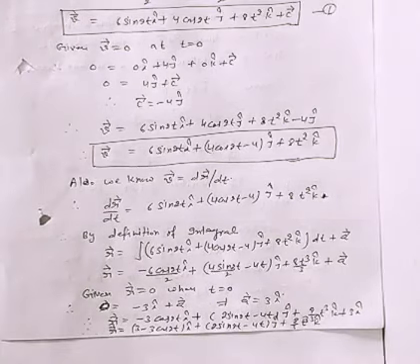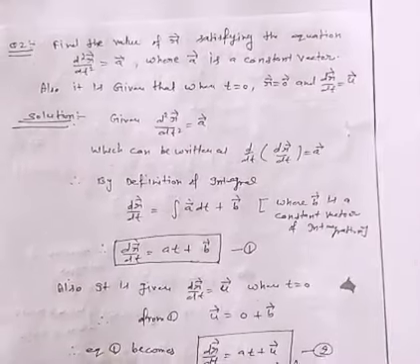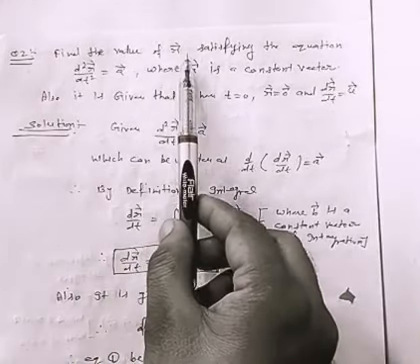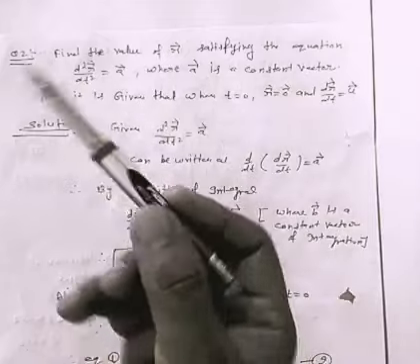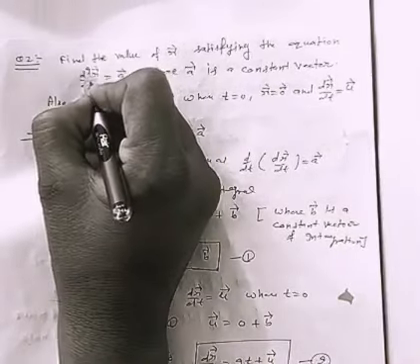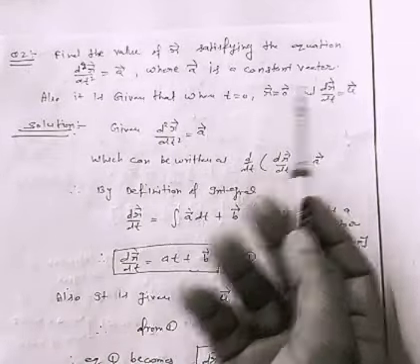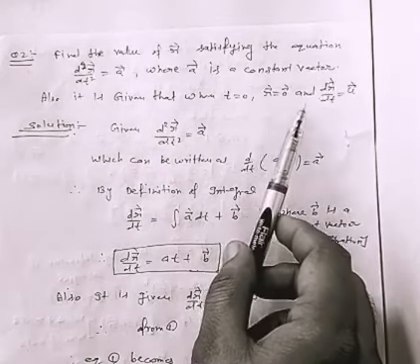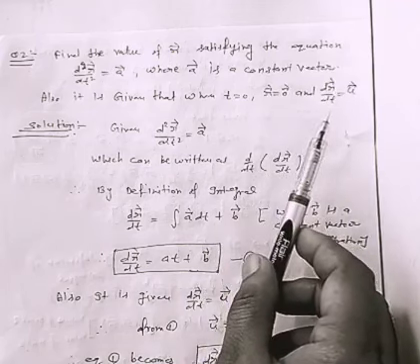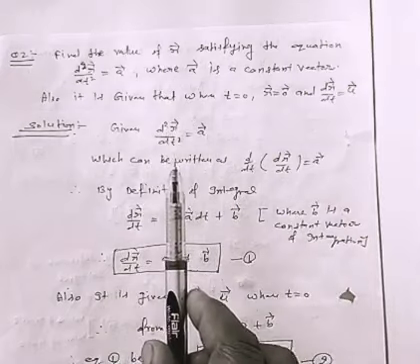Now we try the next question of exercise 5.2. Question number second. In question number second, find the value of r vector satisfying the equation d2r by dt square is equal to a vector, where a vector is a constant vector. Also it is given that when t is equal to 0, r vector is equal to 0 vector and dr by dt is equal to u vector. So in this question we calculate the value of r vector.